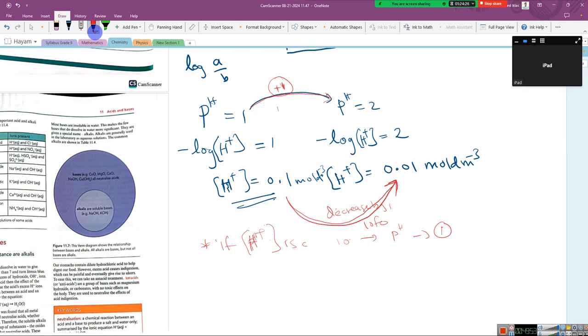Now is the statement we have written correct? But why are we going from the bottom? No, we don't need to go from the bottom. These are if and only if conditions, meaning both sides are correct.